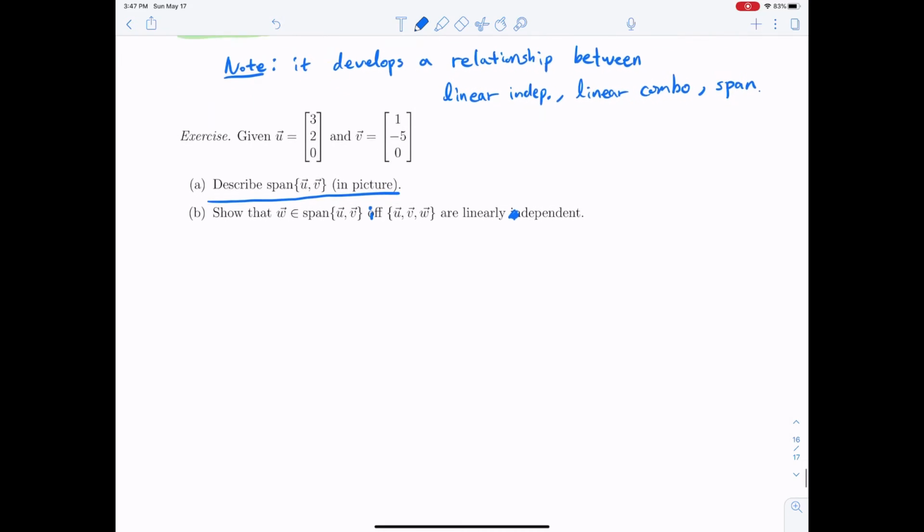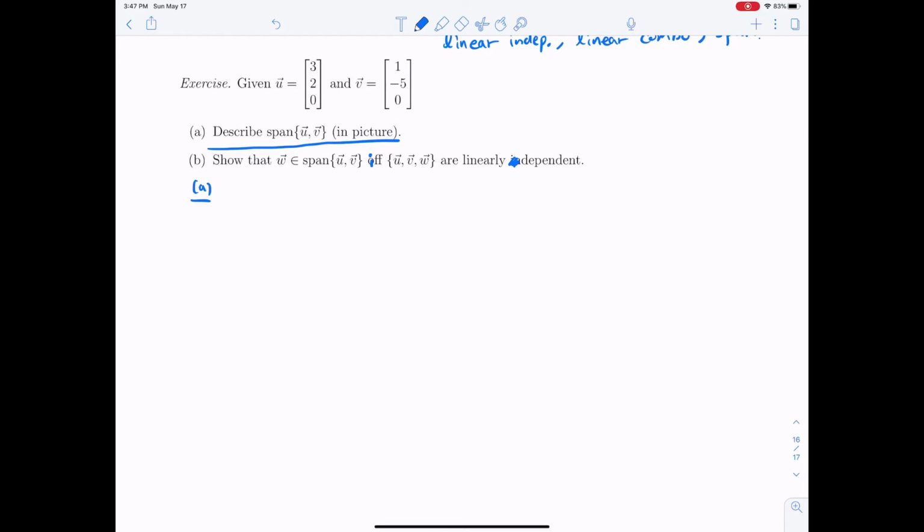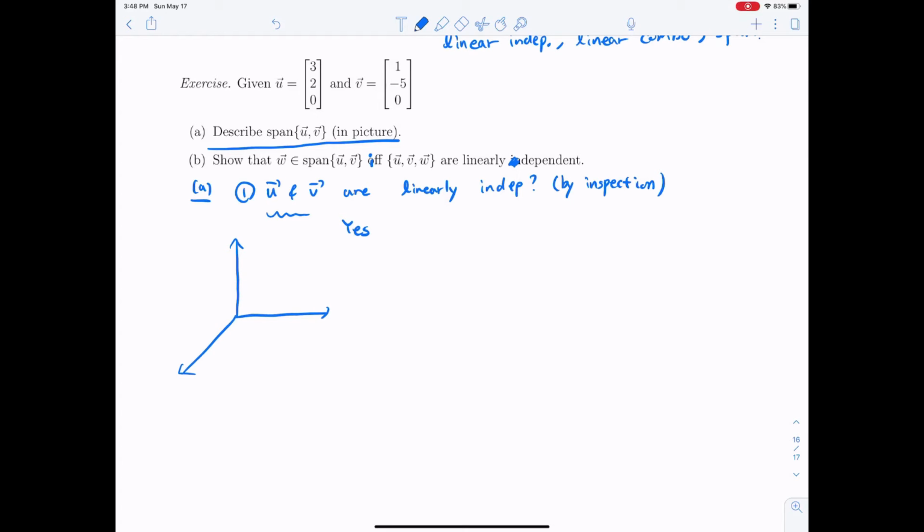Okay, so let's solve this problem together. First of all, to determine whether the span of u, v is a line or a plane, let's quickly check whether u and v are linearly independent. And because we have only two vectors, we can just check whether one is a multiple of the other. And because neither is a multiple of the other, we can tell that u and v are linearly independent. So if you draw the picture on x1, x2, and x3 coordinates, then u corresponds to this vector, like 3, 2, 0, and v corresponds to this vector. So they span a plane. And this plane is the x1 x2 plane.